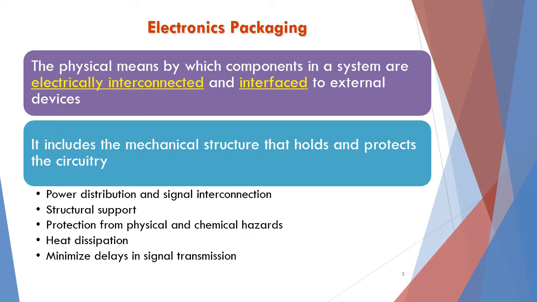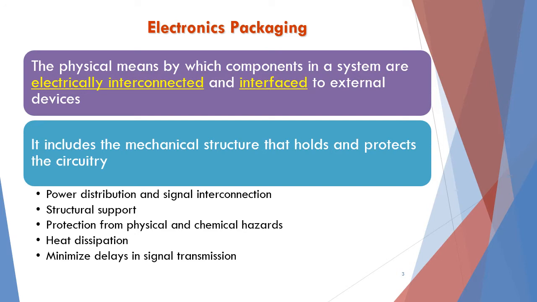Electronic packaging, if you want to define it, is the physical means by which components in a system are electrically interconnected and interfaced to external devices. For example, like we already saw in the previous lecture, the parts will be connected together to form some electrical board. So electronic packaging includes the mechanical structure that holds and protects the circuit.